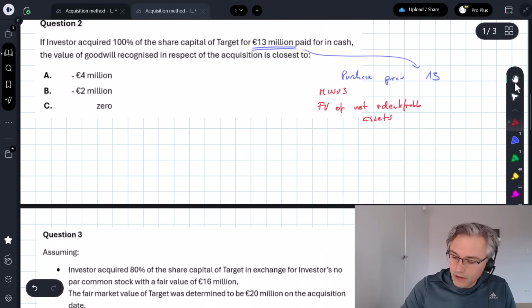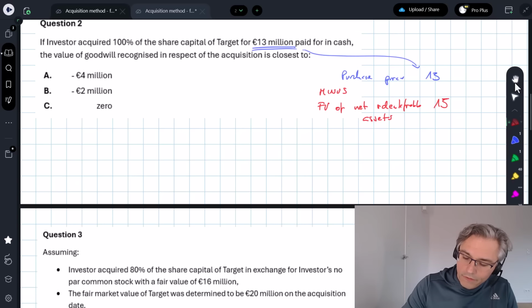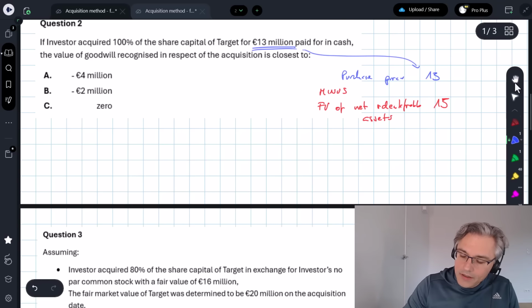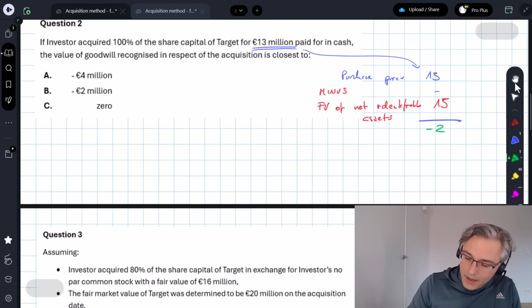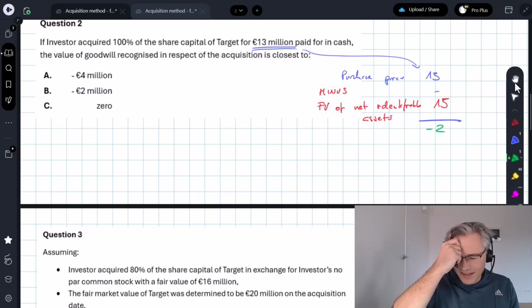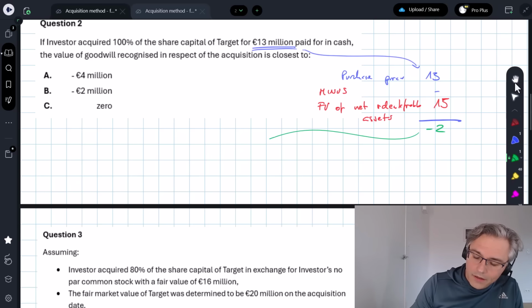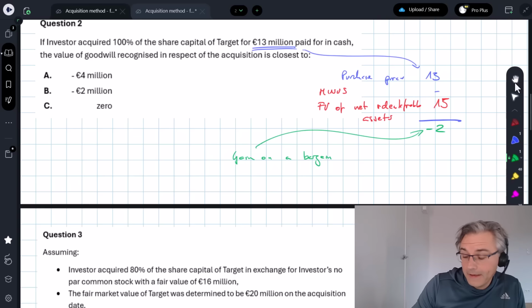When I evaluate these assets, I still think they're worth 15 on a combined basis when you add them up. So 13 minus 15 gives minus 2. And you should know that this minus 2 is not called goodwill. Under IFRS and US GAAP, we call this a gain on a bargain purchase, and it goes to P&L as something positive, as gains should.